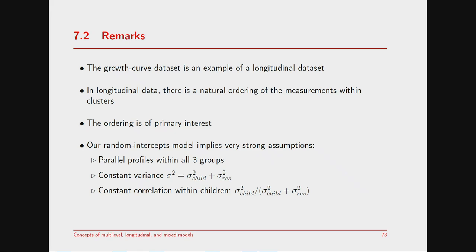We have also calculated the variance of y. The variance of y was given by sigma squared child plus sigma squared residuals. Note that this does not depend on the age, on the time. So the amount of variability here is assumed to be the same as the amount of variability here, and the same as the amount of variability there. And of course, that's a consequence of the fact that we have parallel profiles. If you have parallel profiles, then your variability here is the same as here and the same as there.